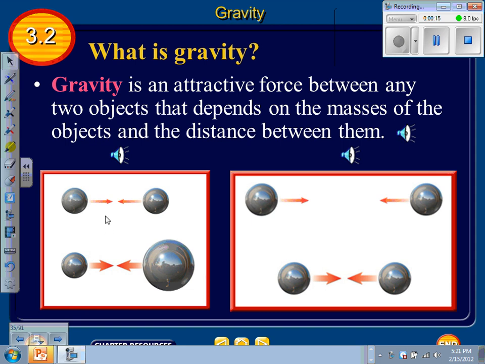The illustrations indicate that the attraction of gravity is greater between these two objects than it is between these two objects. And in this graphic, the attraction of gravity is greater between these two objects that are closer than these that are farther apart.